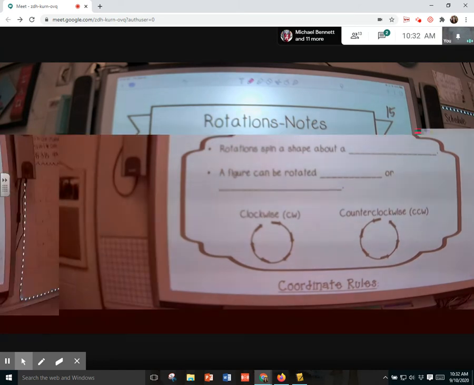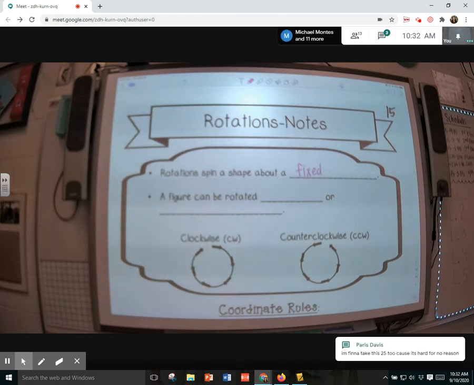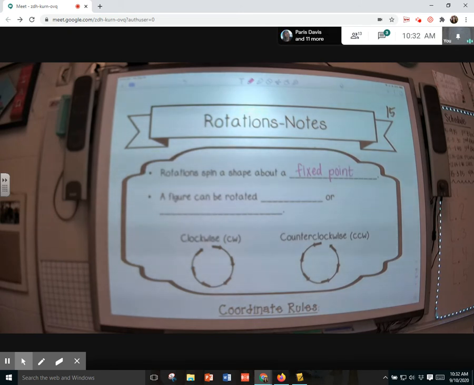Rotations spin a shape about a fixed point. And the only fixed point we're going to look at is going to be the origin. The origin is the most common, and that is what we are going to be looking at mostly.